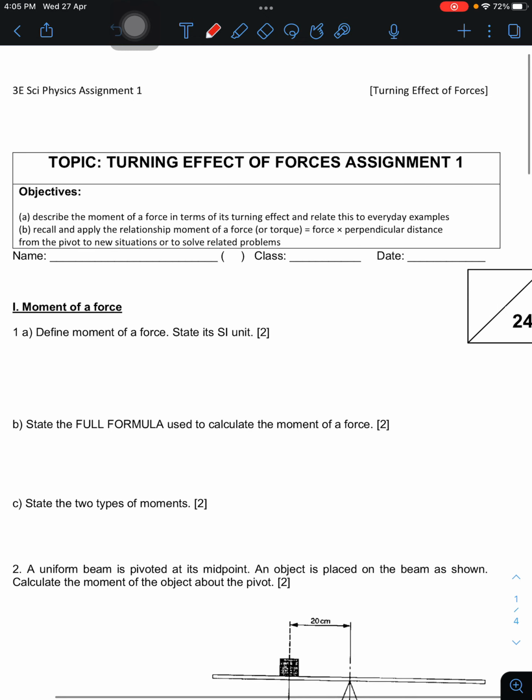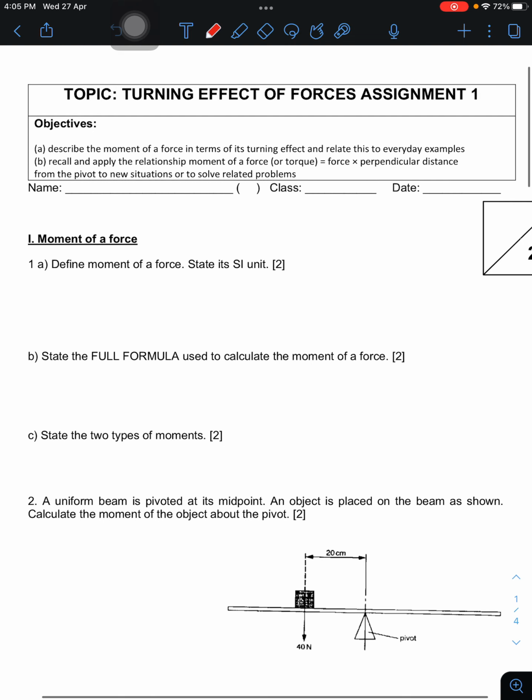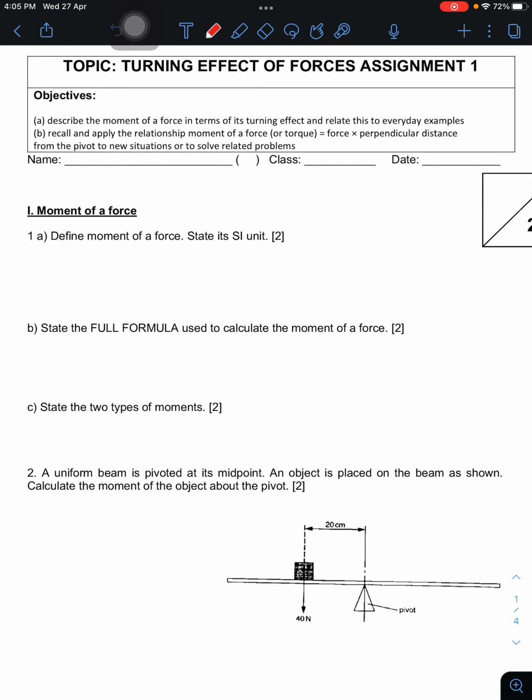Alright, let's talk about the turning effect of forces, assignment 1 now. For the first question, they asked to define the moment of a force. Again, this can be found in the booklet. I'm not going to go through the definition, but just something that I want to emphasize.